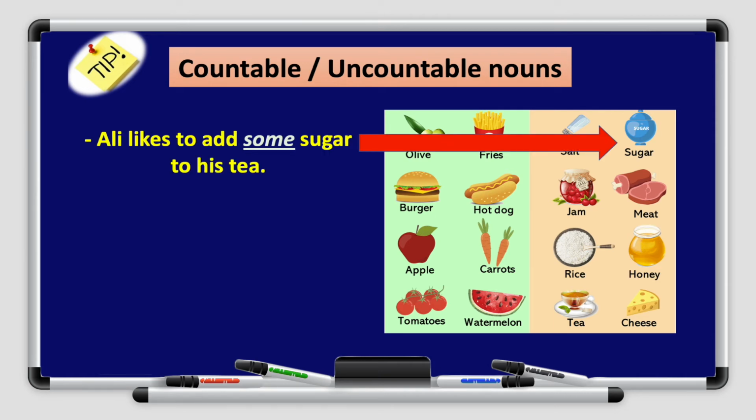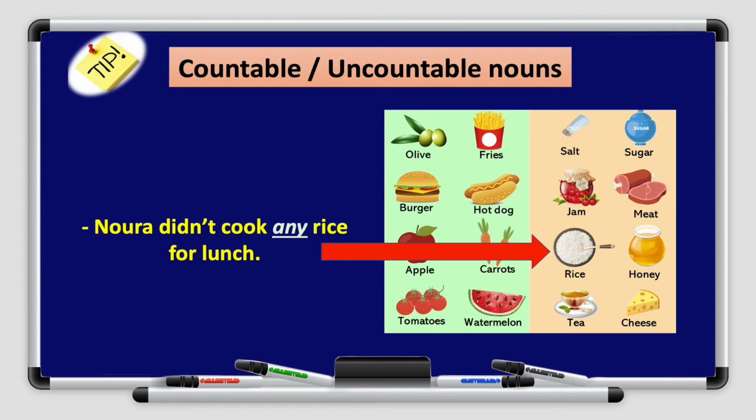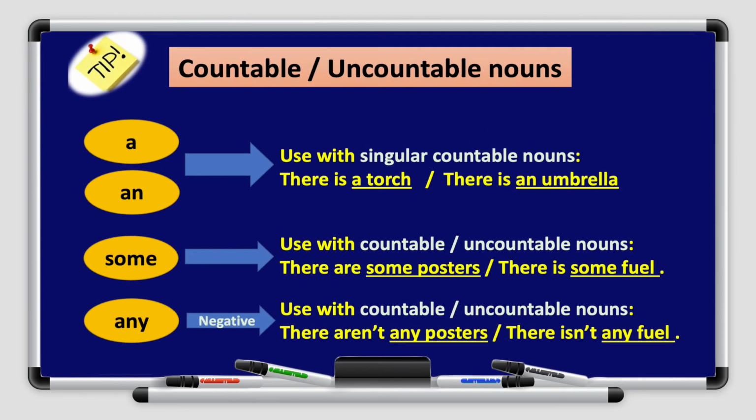Ali likes to add some sugar to his tea. The sugar is an uncountable noun. Noura didn't cook any rice for lunch. The rice, can you count the rice? Sure not. From the previous examples, you surely notice that I use a and an and some and any before the nouns.